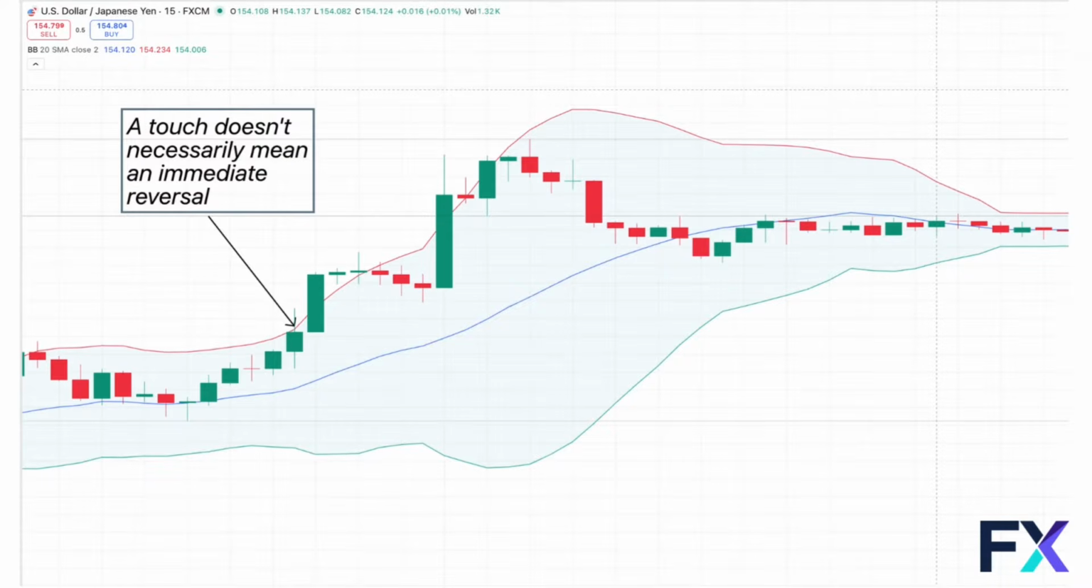Then you get touches and closes of the bands. So a single touch might mean that the price is slightly stretched, but it doesn't necessarily mean that you're going to have a reversal immediately. So you've really got to read the context. Yeah, absolutely. And you also want to watch how price behaves after touching an outer band. As we mentioned here at the top, context is really key here.